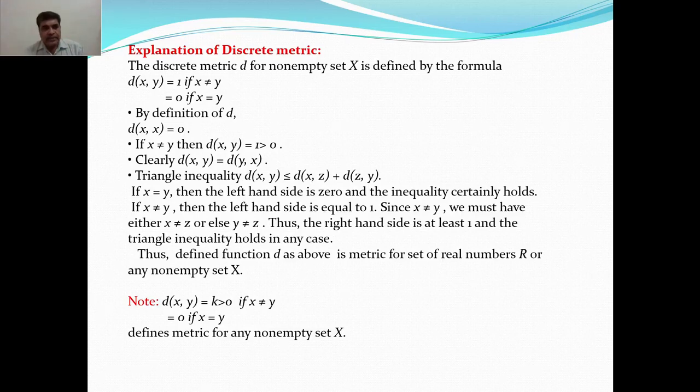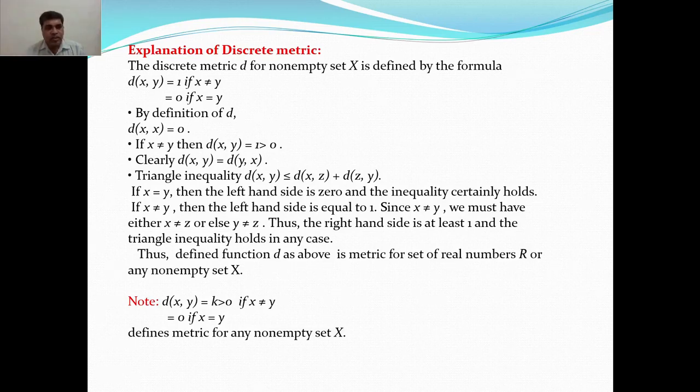Secondly, if x is equal to y and z may be different from x, in that case d of xy is 0. On the other side, z being different from x or y implies either d of xz is 1 or d of zy is 1, which implies the right hand side must be 1. And 0 is less than or equal to 1 plus 0 or 0 plus 1 equal to 1. Therefore, in that case also the triangle inequality is satisfied.